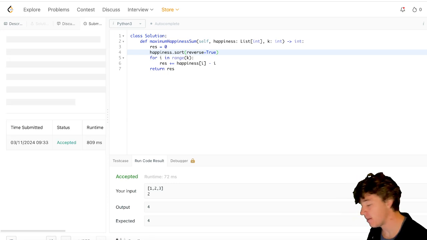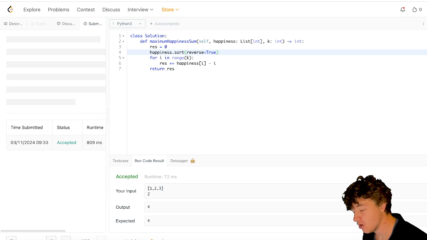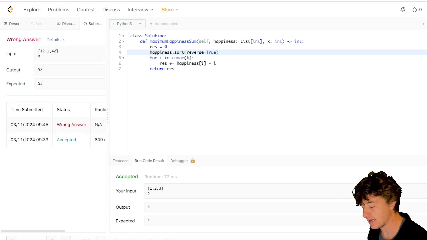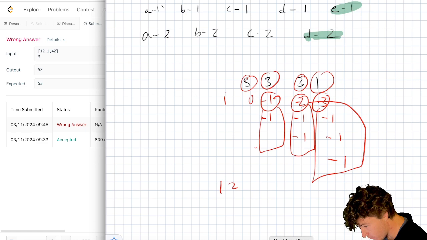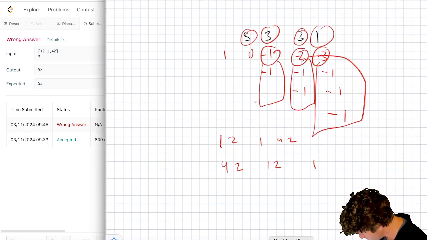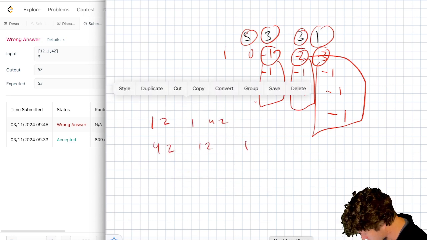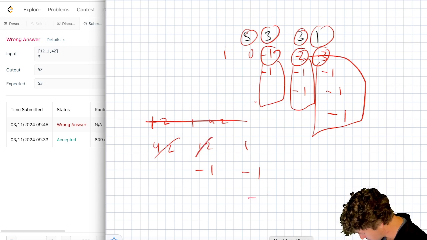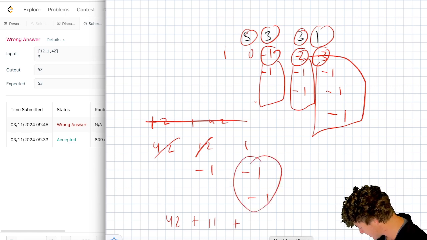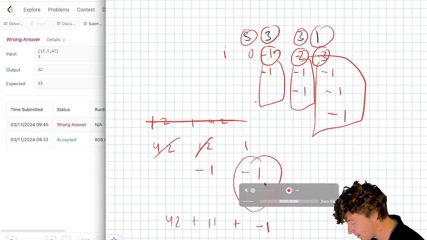Now, this will fail because at a certain point, when I go through this system, like here, when I choose 3 people, 12, 1, 42, I'm going to sort it: 42, 12, 1. When I choose 42, everyone else will get -1. When I choose 12, everybody else will get -1. So this will be 42 plus 11 plus, well, this is going to say that it's -1, because 1 minus 1 minus 1 is -1.